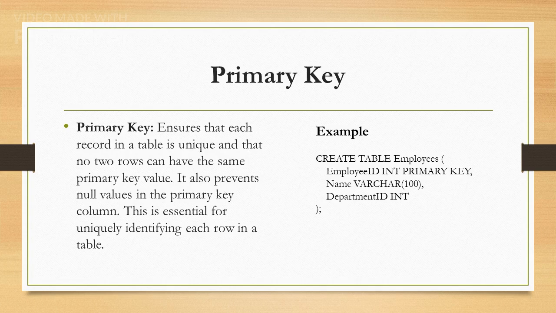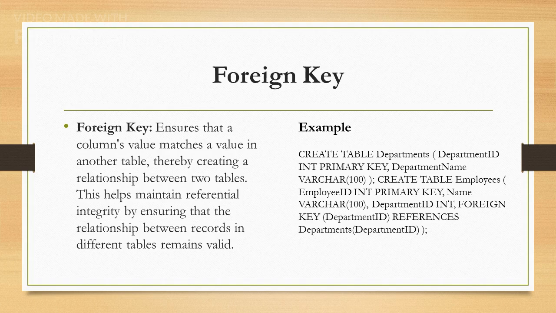A primary key ensures each record in a table is unique and no two rows can have the same primary key value. This is crucial for uniquely identifying each row in a table. A foreign key ensures that a column's value matches a value in another table, creating a relationship between the two tables. This maintains referential integrity by ensuring valid relationships between records.